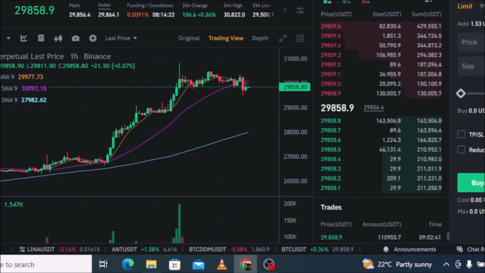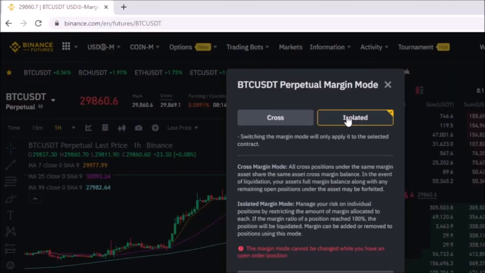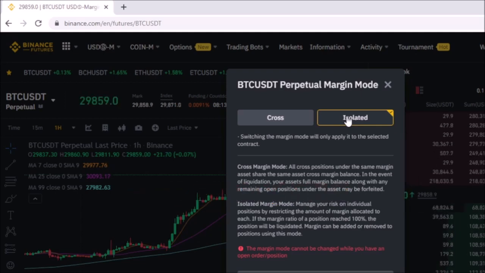But when you decide to use isolated, once it reaches the liquidation price, they will only take the amount that you have put on that specific pair. Let me say maybe you use BTC USDT. They will only take the 100 that you have used in that pair. So always try to use isolated in case you want the other money to remain on your account.